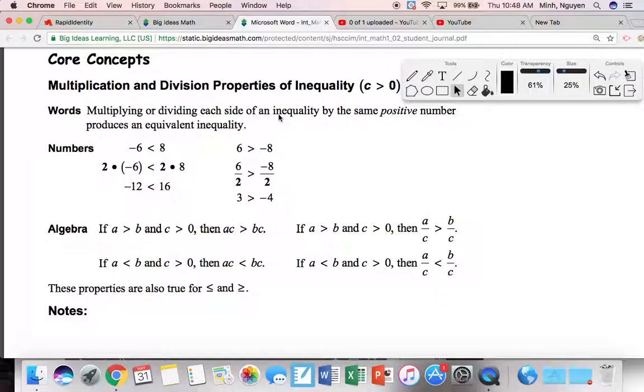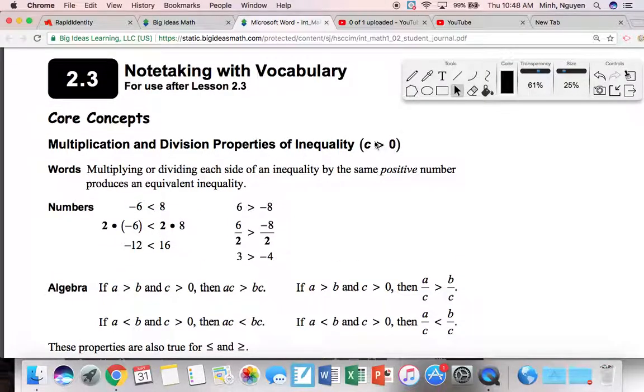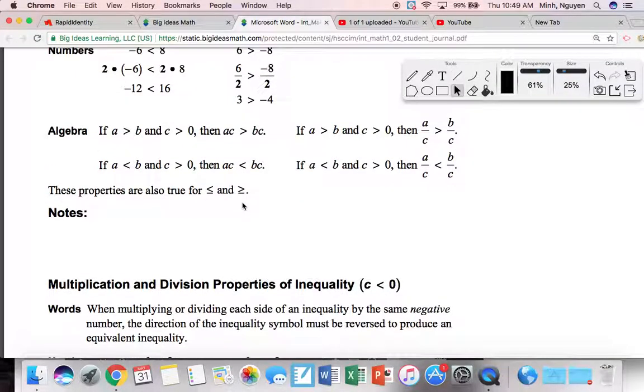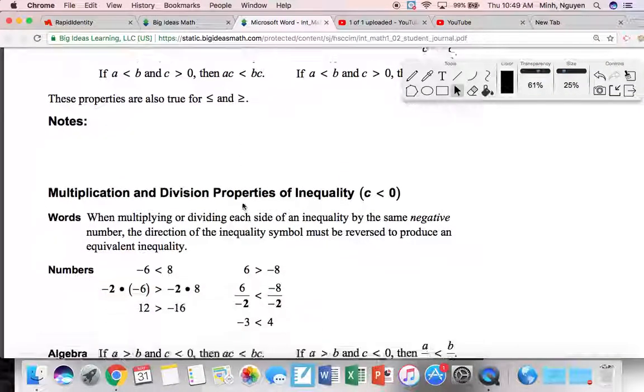The important thing to notice here, as it applies to inequalities, is that the number that we are multiplying or dividing by has to be positive. It has to be positive to produce the equivalent inequality. So if I multiply one side by 2, I have to multiply the other side by 2, but the 2 has to be positive. Or if I divide by a number, the number has to be positive. It applies to all inequalities.